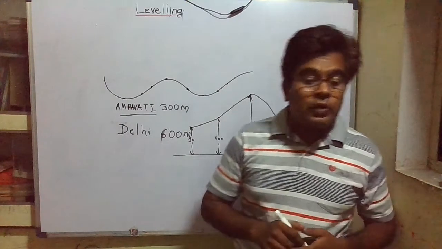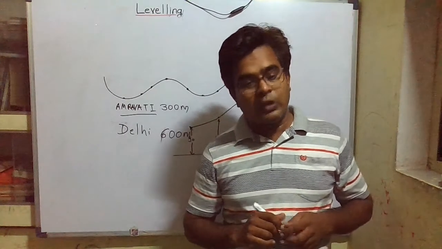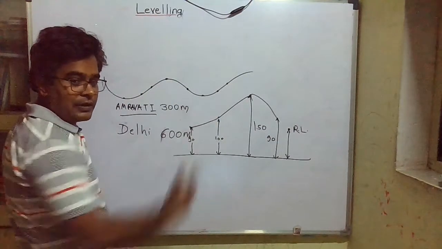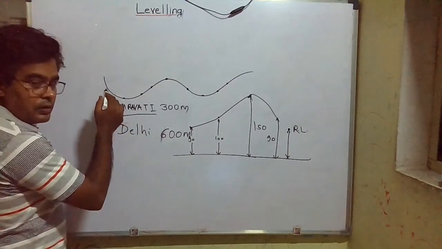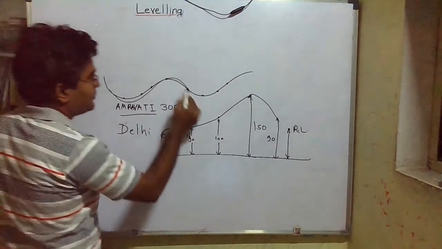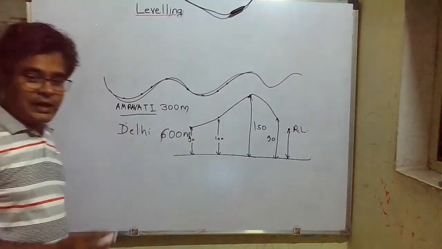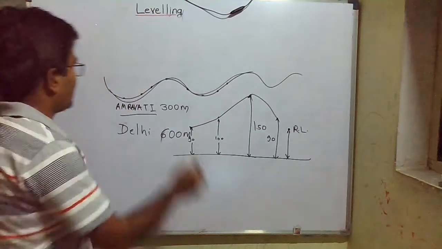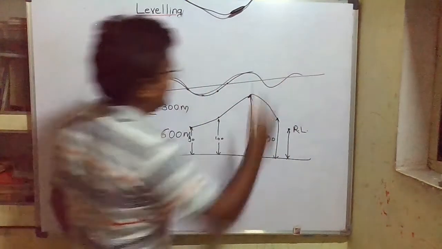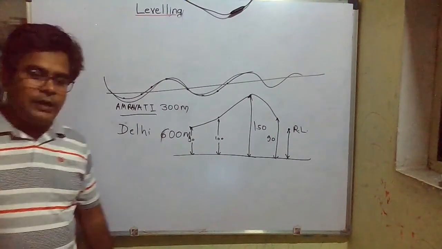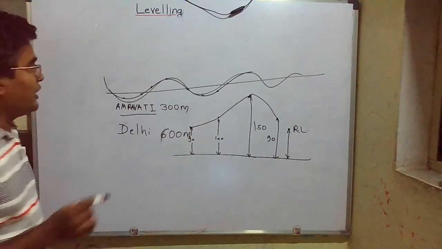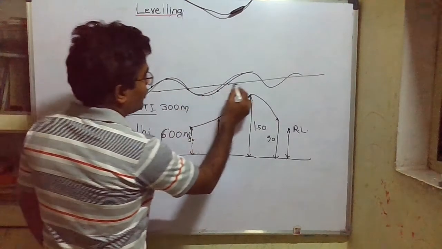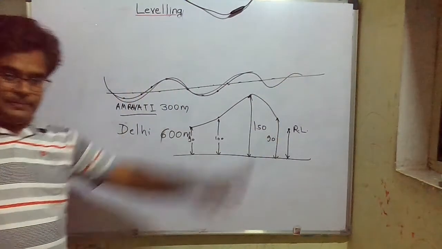If we have to construct a road and such an undulated surface is there, do we construct the road like this, following whatever surface we get? No. We construct the road like this, at some fixed level. That is, our road should be plain.